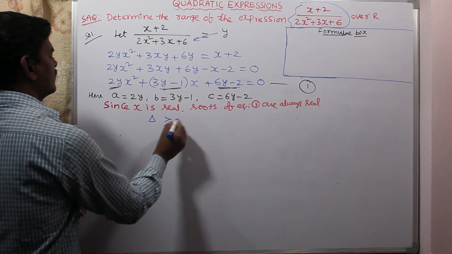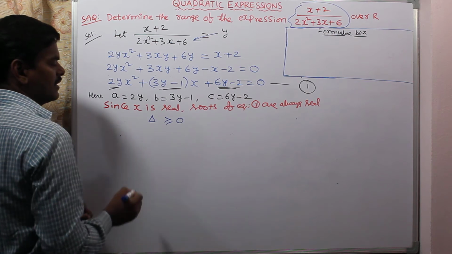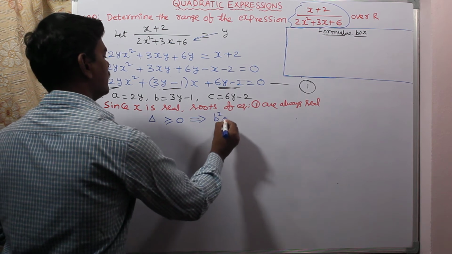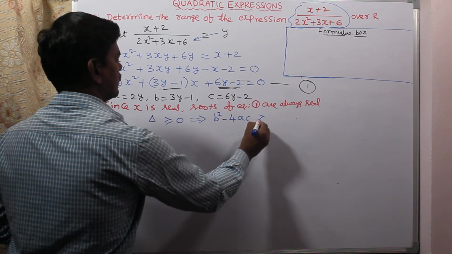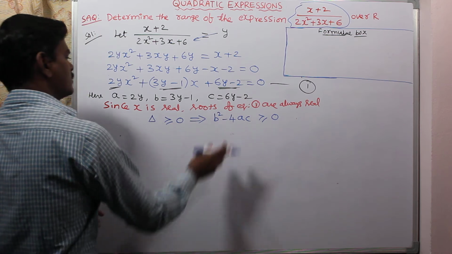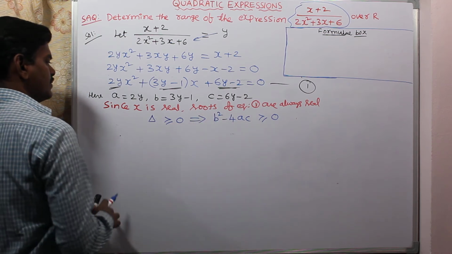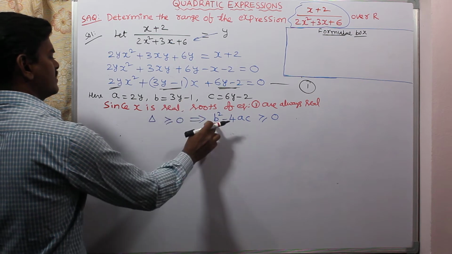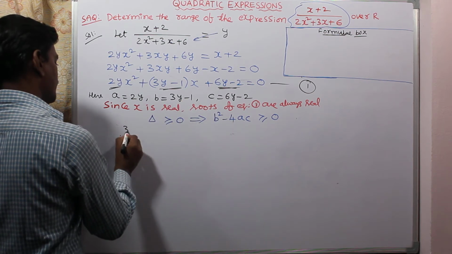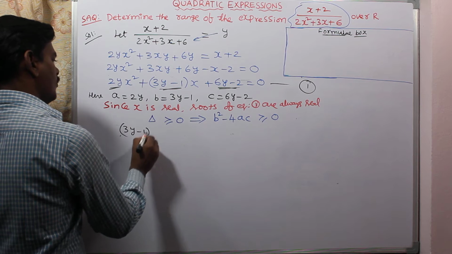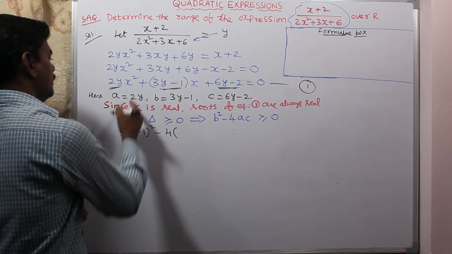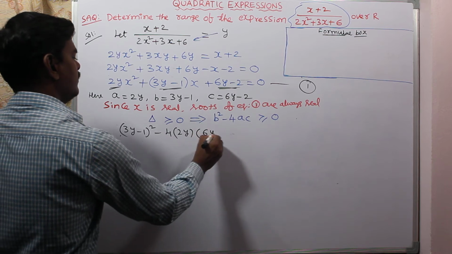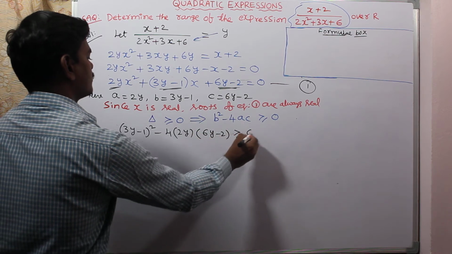So we have to remind ourselves of the real roots condition: delta greater than or equal to 0, discriminant greater than or equal to 0. So what is the discriminant? b² minus 4ac greater than or equal to 0. Now substitute the a, b, c values. What is b here? 3y minus 1. So (3y minus 1) whole squared, minus 4 into a, 2y, into c, 6y minus 2, greater than or equal to 0.